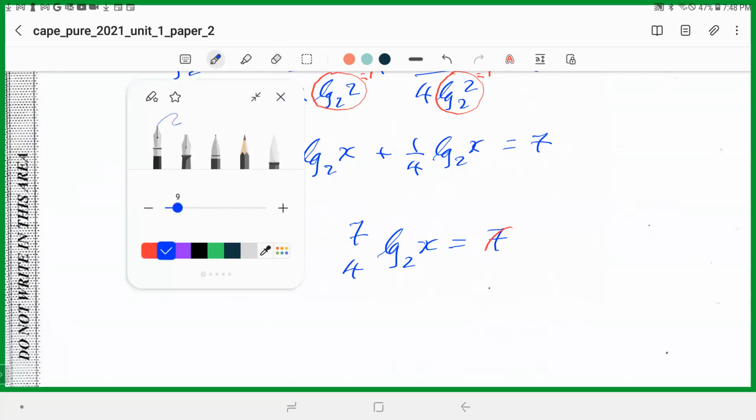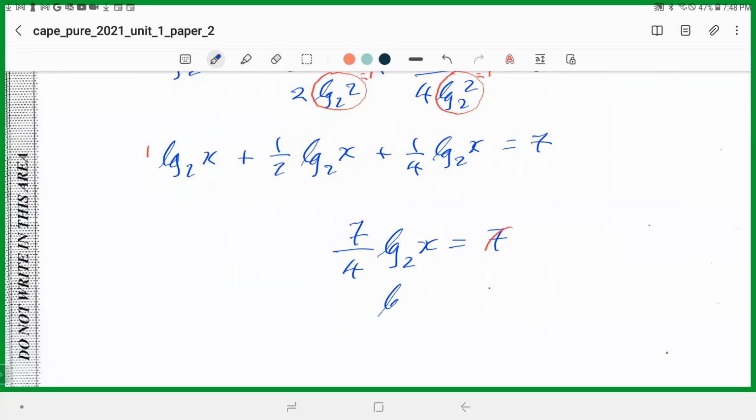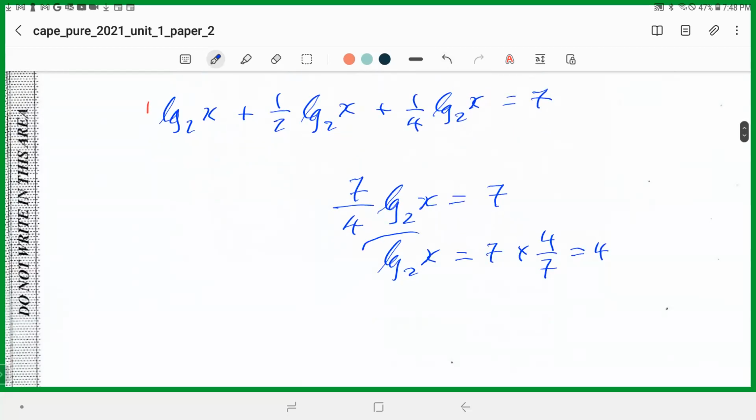So I can look at it another way and say log the base 2 of x equals, I'm going to put the 7, this 7 that was there before, times 4 over 7, which the 7s cancel and gives me 4. So I now have log the base 2 of x equals 4.